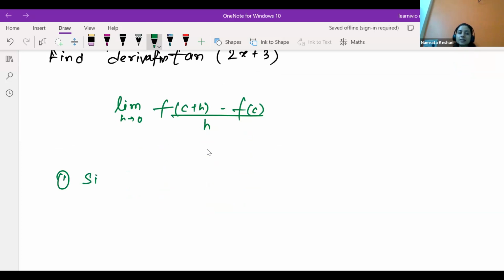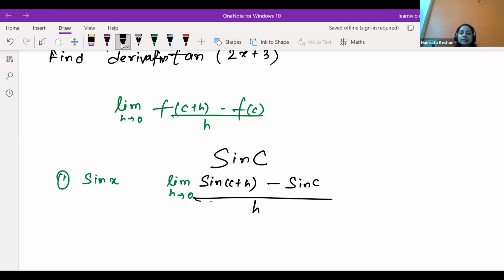Suppose one of the functions is sine x, okay? And if we have to find the derivative of sine x, we already know what the derivative will be. But using the formula, it will be limit h tends to 0, f of c plus h minus f of c over h, yes or no? Sine of c plus h minus sine c over h. Now it looks like the formula for sine c minus sine d, right? Where we can use the formula for sine c minus sine d.